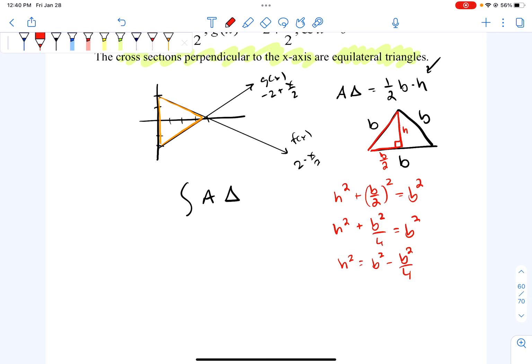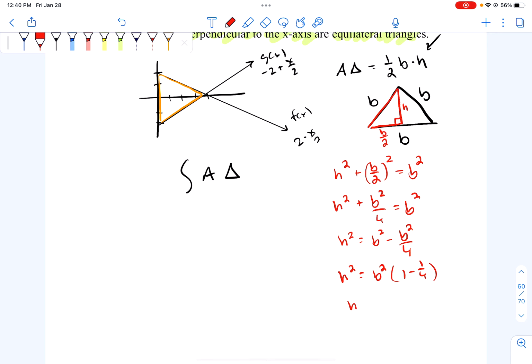And you know what? h squared equals b squared. Whoa, don't square root yet. What am I doing? b squared times 1 minus a fourth. And 1 minus a fourth is 3/4. So h squared equals b squared times 3/4. I'm trying to solve for h right now because I want to get rid of h. When I get h alone, I take the square root of both sides. So h is equal to, the square root of b squared is b. The square root of 3 is square root of 3. The square root of 4 is 2. So I can write my height as b square root 3 over 2.